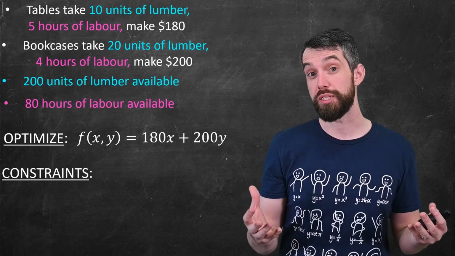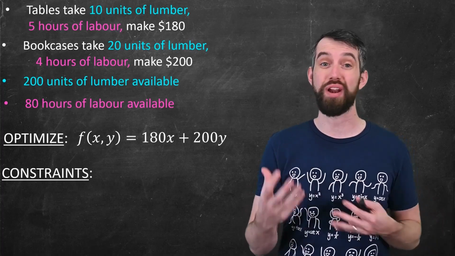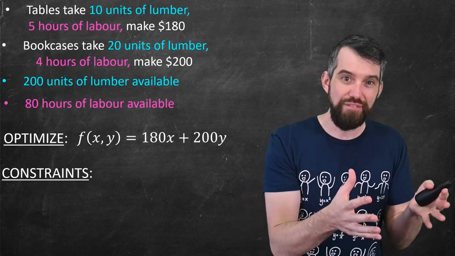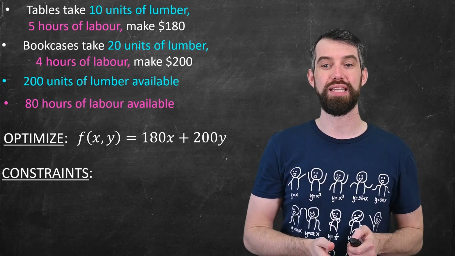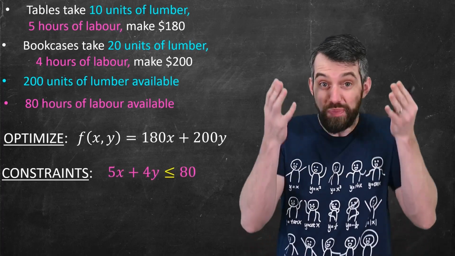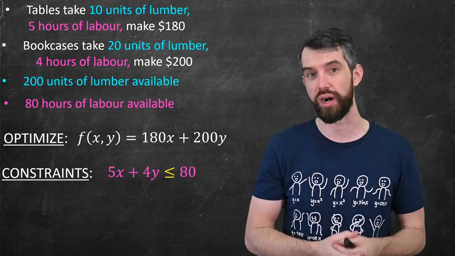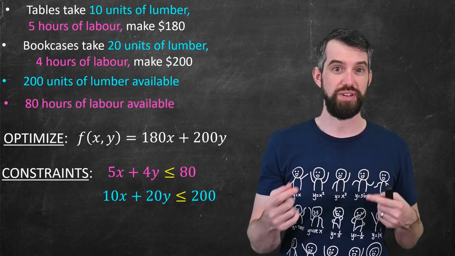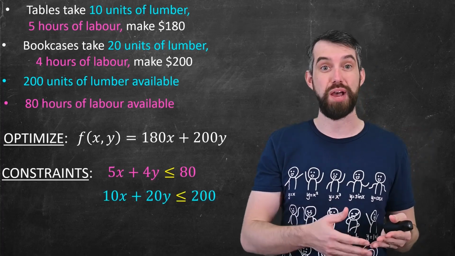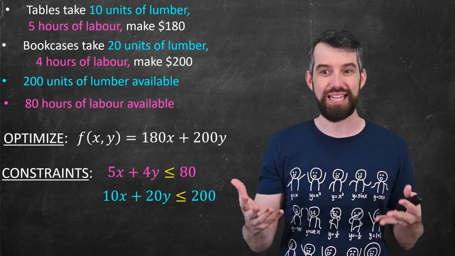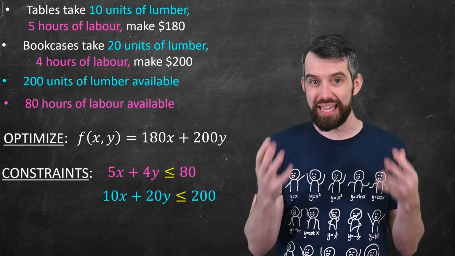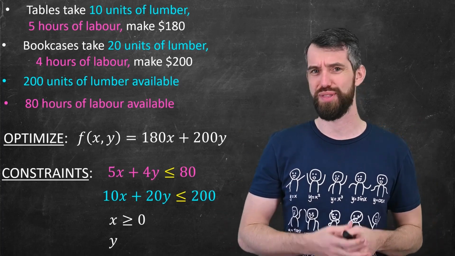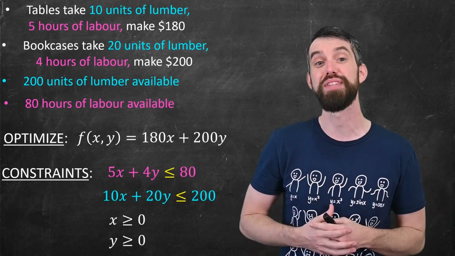Okay, so what about my constraints? Well, first of all, let's think about the constraints on my labor, the number of hours that I can spend on this. So the rule is 5 hours for a table, 4 hours for a bookcase, and as a result, 5x plus 4y has to be smaller than the 80 hours that I'm willing to work. Then, if I want to consider the constraints on the lumber, well, then 10 times the number of tables plus 20 times the number of bookcases has to be less than the 200 units of lumber that I have. Again, another inequality. Finally, the number of tables I make is going to be a positive number, and likewise for the number of bookshelves, I'm not going to make a negative number of tables.